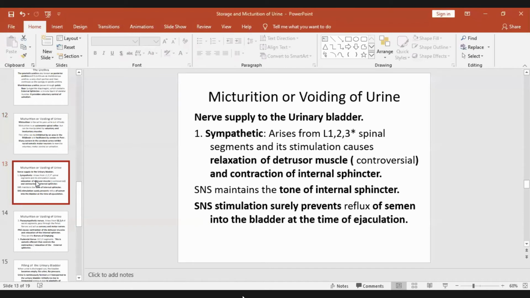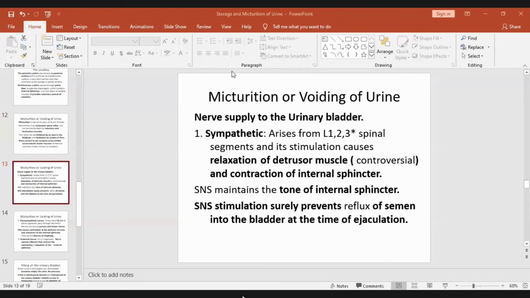This is again a controversial part. Right? Some books write that there is a relaxation, others say no relaxation. But the thing is that it causes a contraction of the internal sphincter. That is a shock. But try to remember, it supplies the bladder muscles. Whether sympathetic supply to the bladder muscles causes relaxation, I do not know. But certainly it causes a tonic contraction of the internal sphincter.